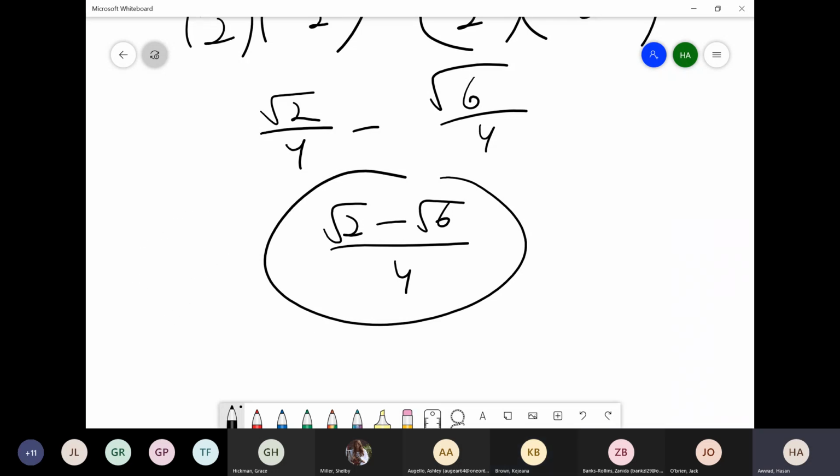Again, just leave it as a fraction. This is as simplified as we can get it. The question specifically says simplify this, so just simplify it and leave it as that. You don't need to give me a decimal, specifically on a test or a quiz. Just leave it like this.